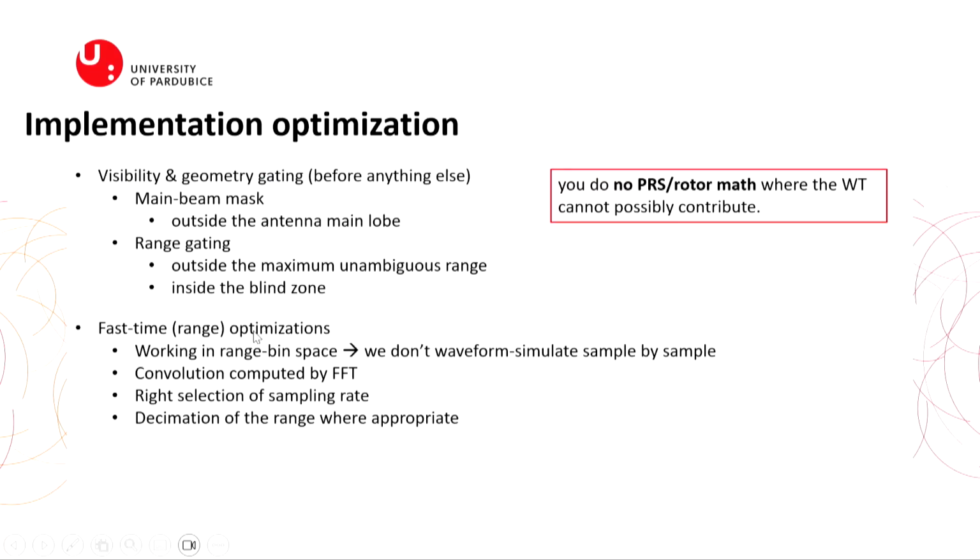Then we also make fast time range optimization. We are working in range bin space, so we don't simulate the waveform sample by sample. We just do it in range bin space.